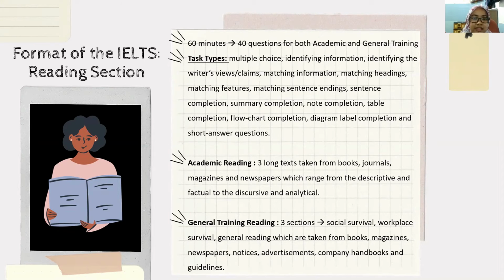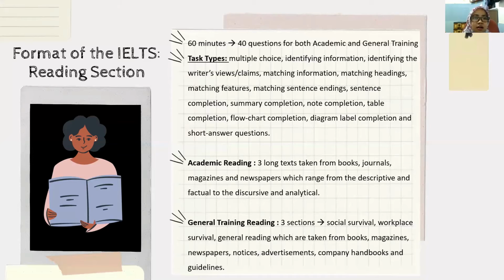For example, it can be multiple choice, identifying information, identifying the writer's view or claims, matching information, matching headings, matching features, matching sentence endings, sentence completion, summary completion, note completion, table completion, flowchart completion, diagram labeling completion, and also short answer questions. Academic reading includes 3 long texts, which range from the descriptive and factual to the discursive and analytical.